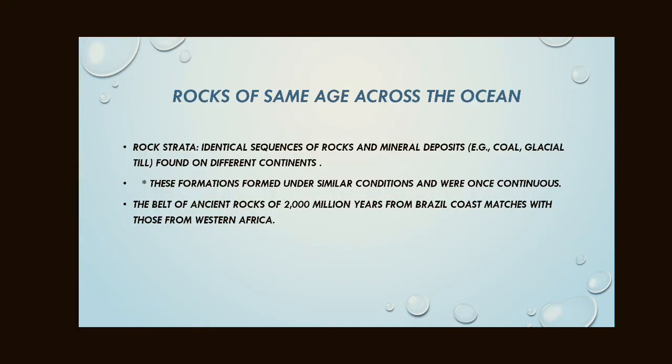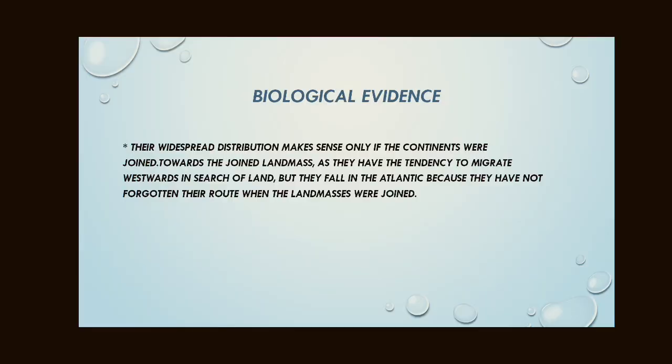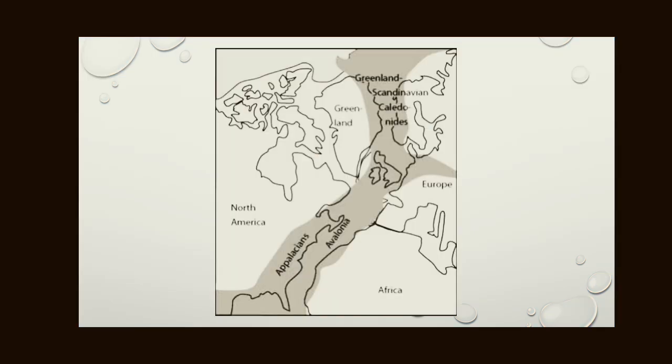Now, the next evidence he looked at is the rocks of the same age across the ocean. He found that a belt of very old rock, about 2000 million years old, on the coast of Brazil matches rocks found in Western Africa. This is like a geological fingerprint that shows they used to be neighbors. If rocks match, it means living things do that too, right? Even some animals, like lemmings, seem to migrate west, almost as if they remembered a time when there was land there instead of an ocean.